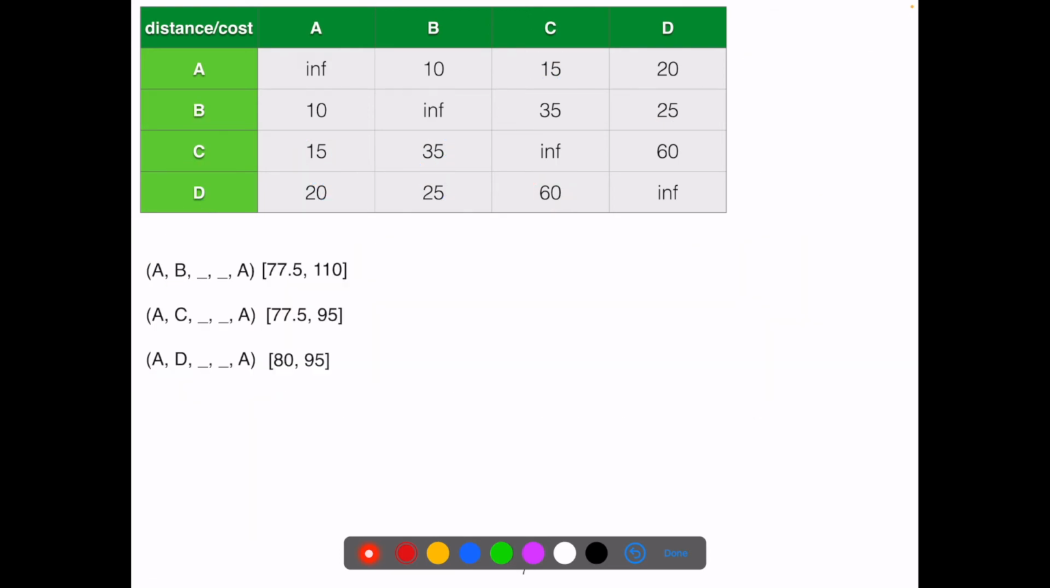Oftentimes, you'll see that people use a tree to represent the idea of branch and bound. So in the root node, we have the starting city, so that's A, and we can compute the global lower and upper bounds. And then the next step, we have three possible extensions. We go from A to B, from A to C, or A to D. These represent the three partial solutions we had before. Same idea, we can compute the lower and upper bounds for each possible extension.